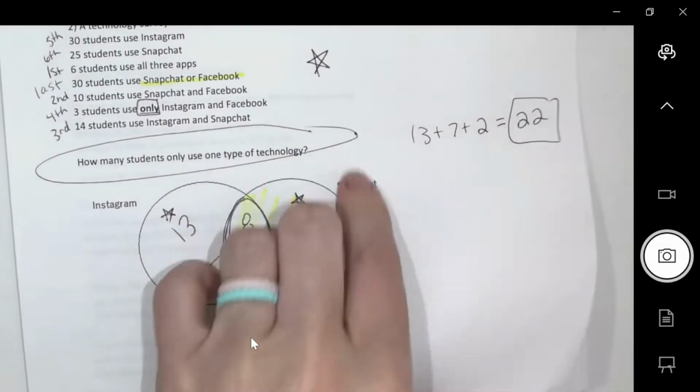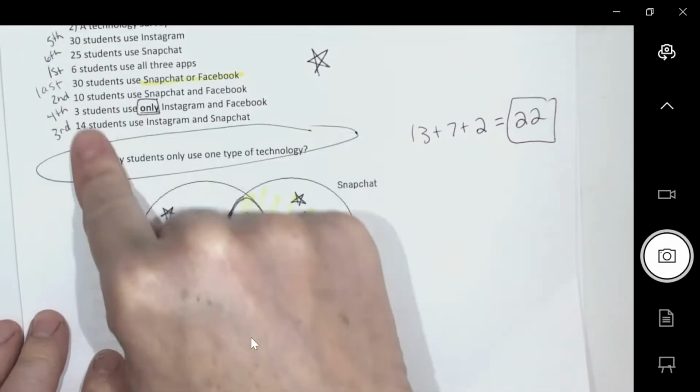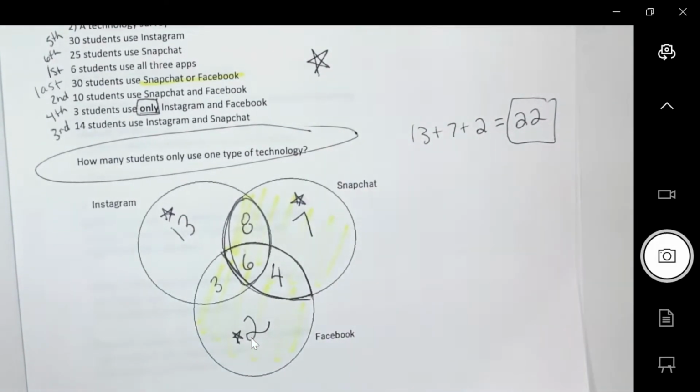Okay, there's one of these on the exam, so make sure you understand. Start with the overlapping, and then the singles, and then the ors.